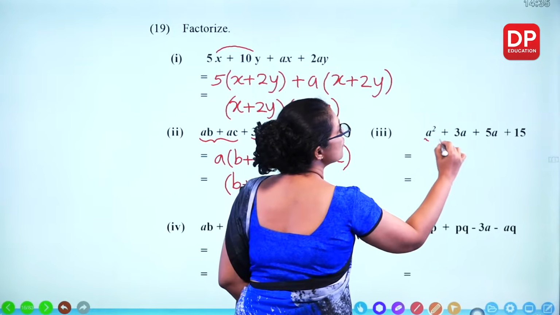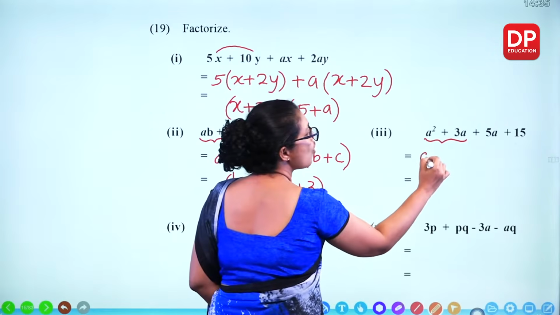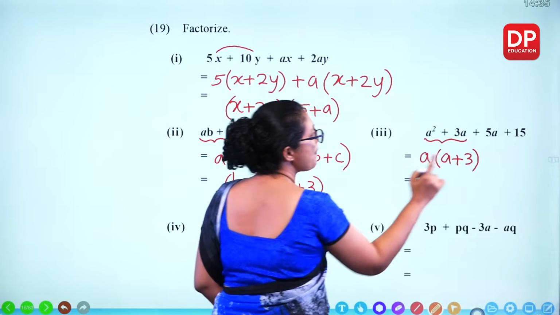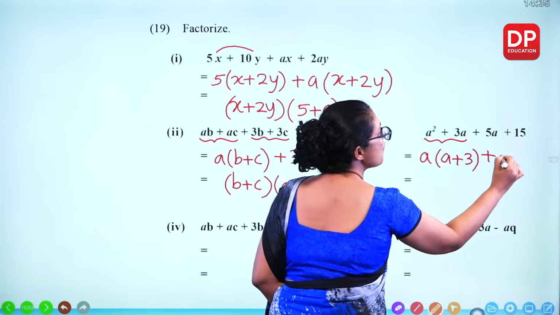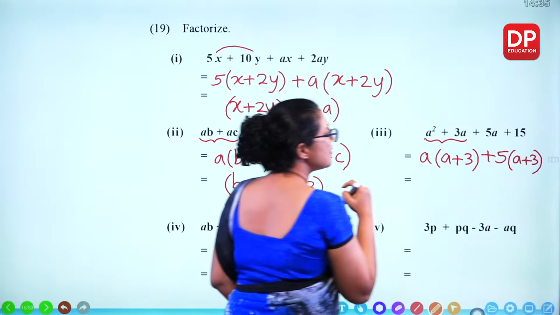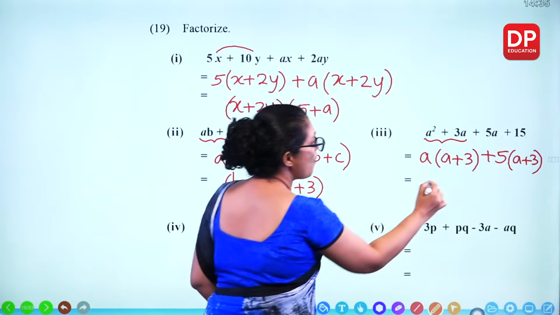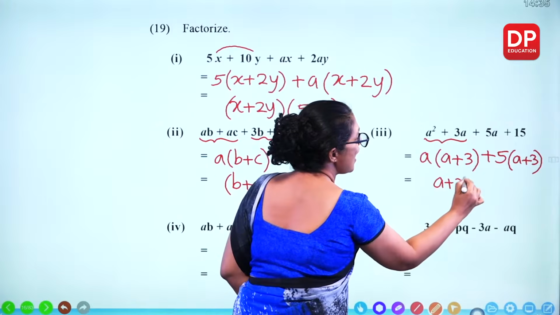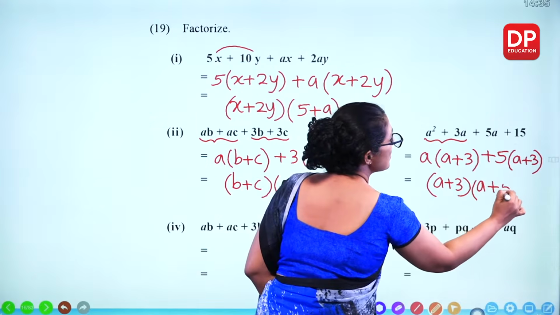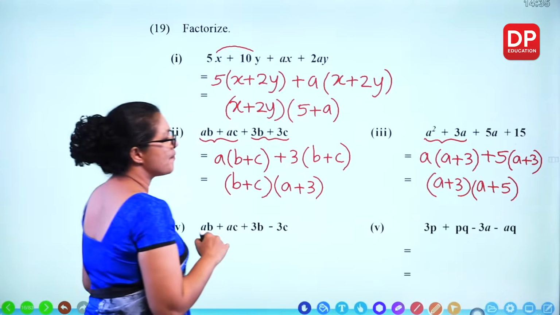Now look at this one. Positive. So when you take the first 2, a is common. Take it out. What's remaining? A plus 3. These 2, plus 5 is common. Take it out. You get a plus 3. Now a plus 3 is common. Take it out and the remaining part you write in the other bracket, a plus 5.